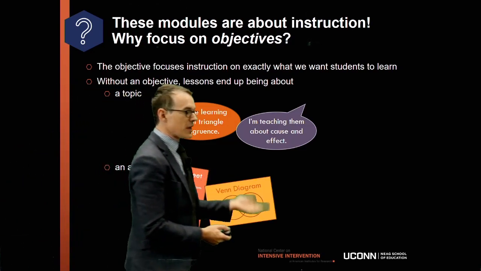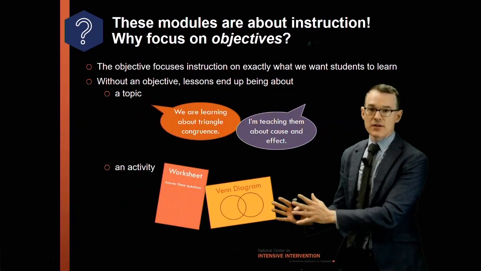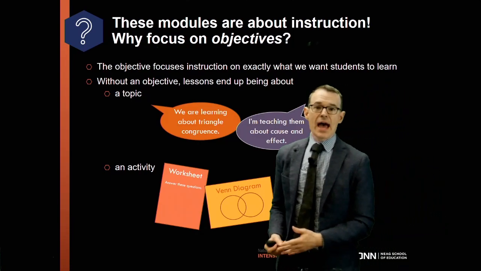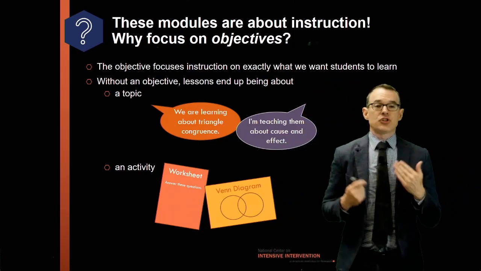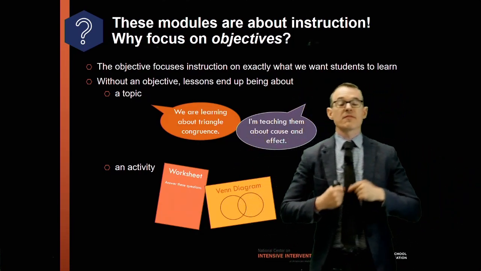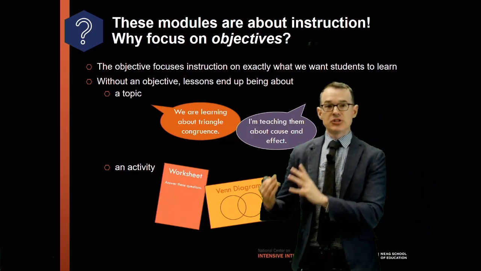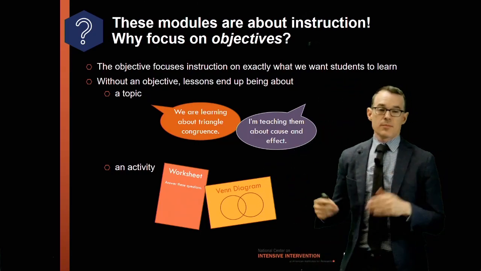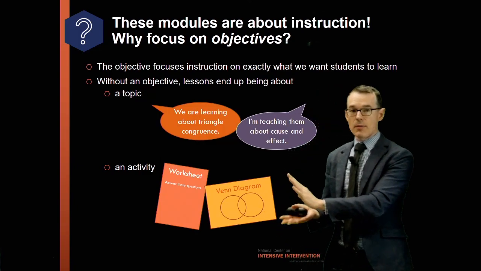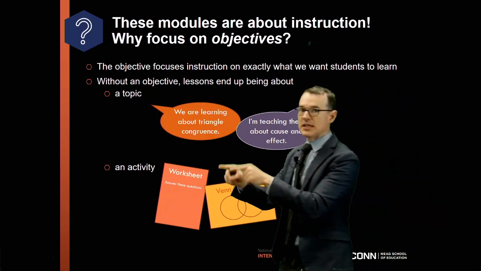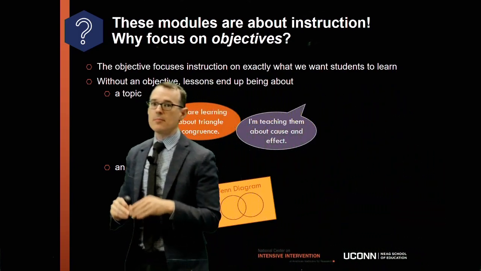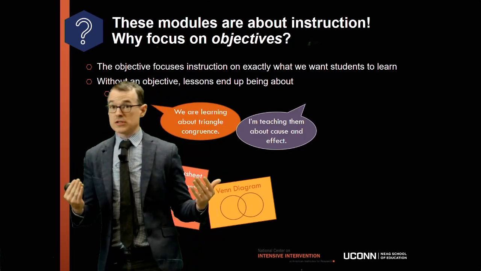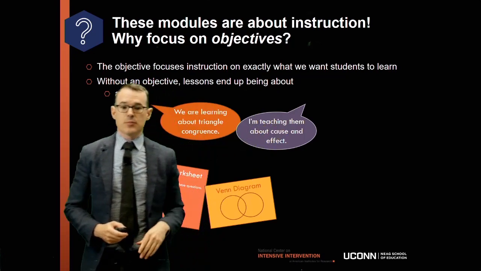Even something that we would think of as a good practice, like completing a Venn diagram, isn't any good if it's just an activity to complete the Venn diagram. If it's not really focused on an objective we want students to have, like to compare and contrast themselves. The Venn diagram can be a tool for that, but if the activity itself, completing a Venn diagram, is the focus of the lesson, it's not an objective, and that's a problem.